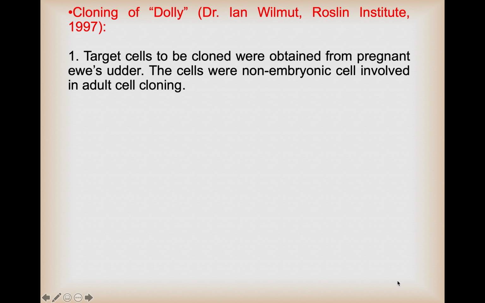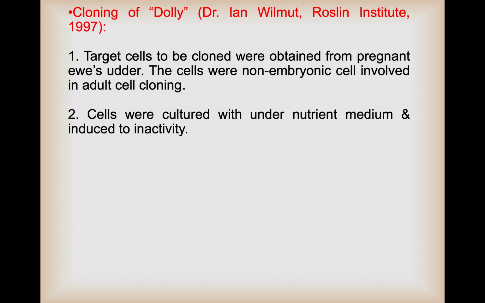Okay, so let's take a look at this example of Dolly. So, cloning of Dolly, how it is done. So we know that Dolly was created in 1996, even though it says 1997, because that was when it was announced to the whole world. So target cells to be cloned were obtained from a pregnant ewe's udder. The female sheep is called a ewe. So the cells were non-embryonic cells, involved in adult cell cloning.